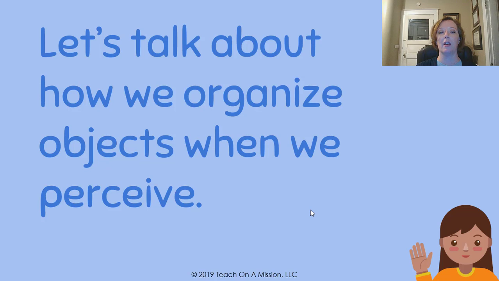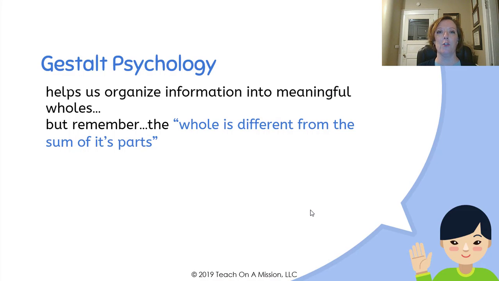So how do we organize objects when we perceive? Okay, so this may be a term that if you have any experience with art, you may have heard before: gestalt. Gestalt psychology helps us to organize information into meaningful wholes. Our brains do not like random pieces, and our brains really like patterns. So you have to remember that the whole is different than the sum of its parts.